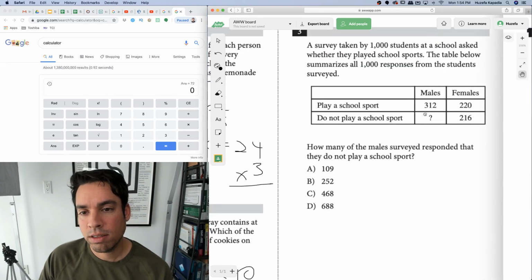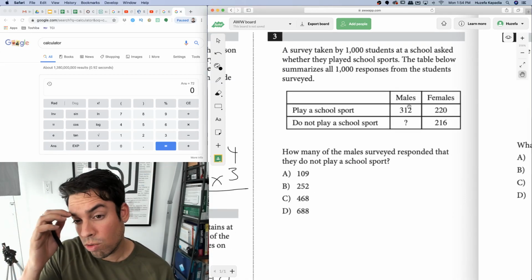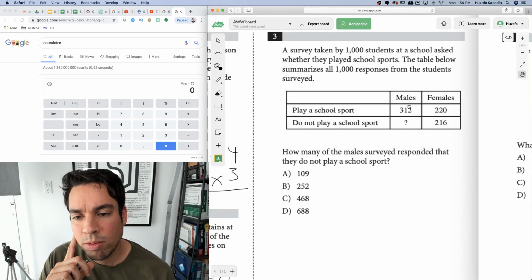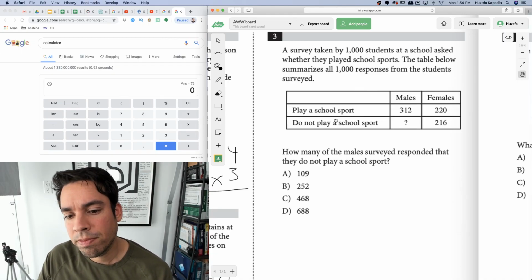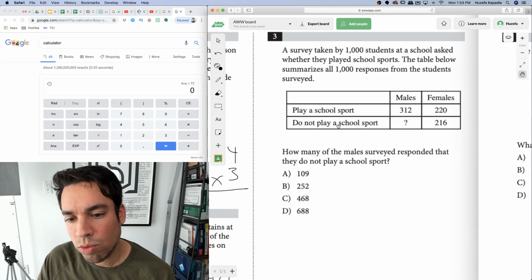Okay, next. A survey taken by 1,000 students at a school asked whether they played school sports. The table summarizes all 1,000 respondents from the students surveyed. How many of the males surveyed responded that they do not play a school sport?